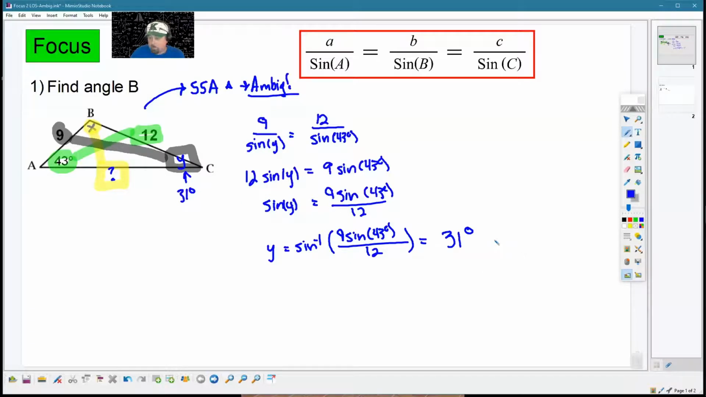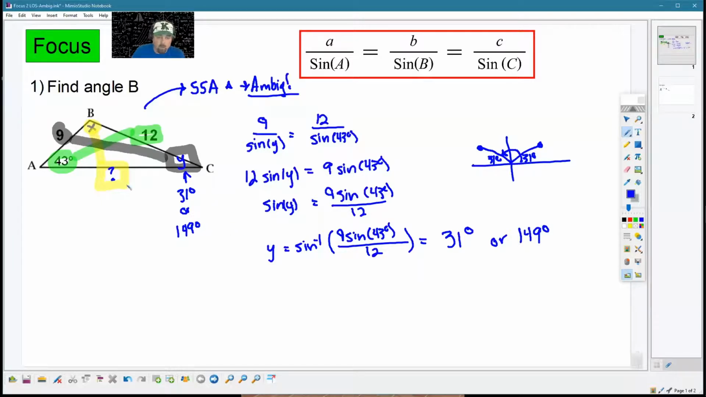Now remember with our "or", what we're saying is, this value of y that we found has an angle of rotation of 31. But because sine is also positive over here in the second quadrant, it can have a reference angle of 31, which means the actual angle of rotation is 180 minus that 31. So it's 149 degrees. So our "or" right here is 149.